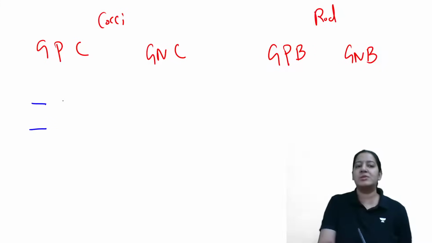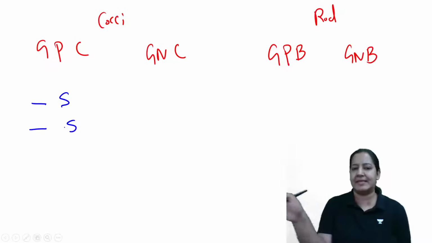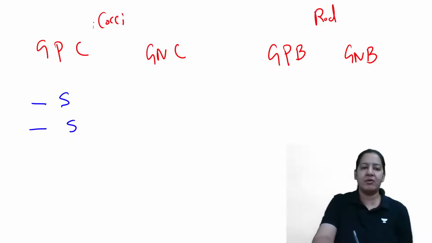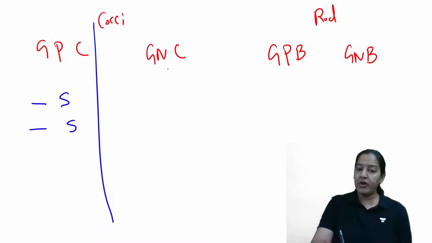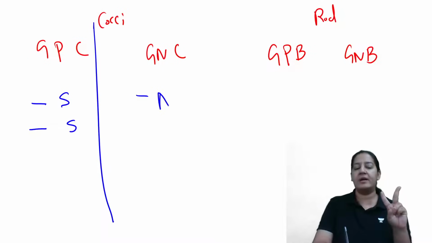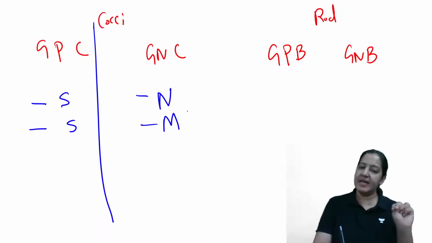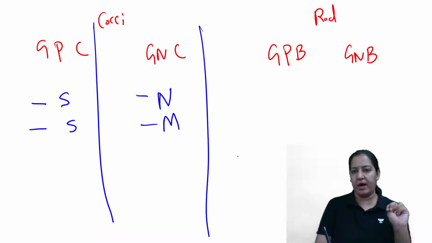Gram positive cocci are only two, Staphylococcus and Streptococcus. That's it. Coming to gram negative cocci, there are also two, Neisseria and Moraxella. Neisseria and Moraxella, they are the gram negative cocci.